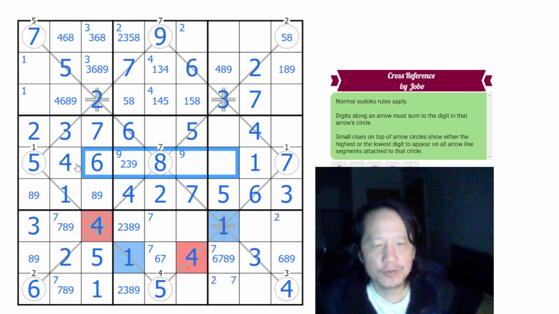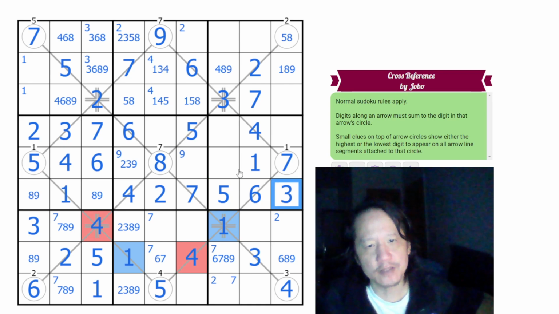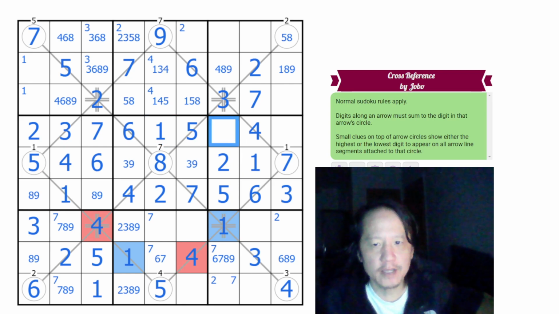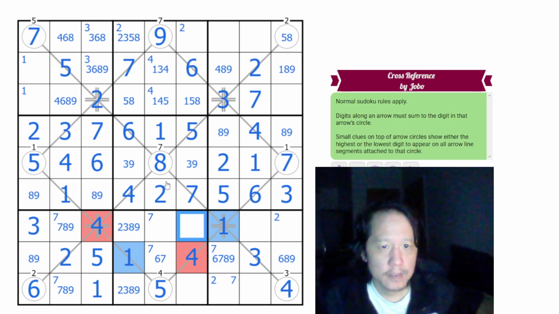We have 2, 3, and 9 remaining. So this cannot be 2, cannot be 9, because one of these two must be 9. And this can't be 3 because of that 3. Therefore, this must be 2, which means this is a 3, 9, 3, 9 pair. This has to be a 1 because that's the only digit remaining. These have to be 8 and 9. This can't be 1. Neither of these could be 1.